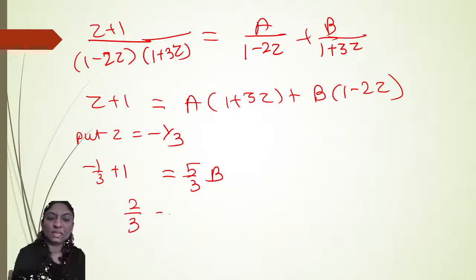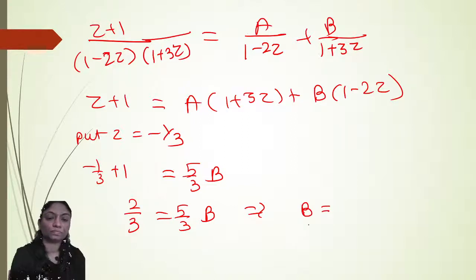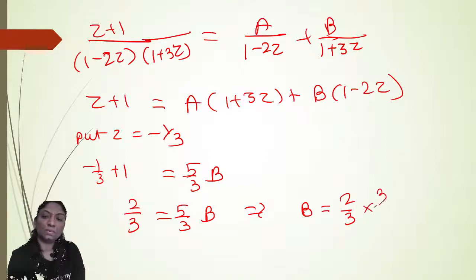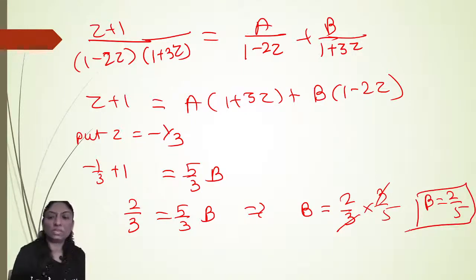So 2 by 3 is equal to 5 by 3 b, which implies b is equal to 2 by 3 upon 5 by 3, multiplied by 3 by 5, is equal to 2 by 5.